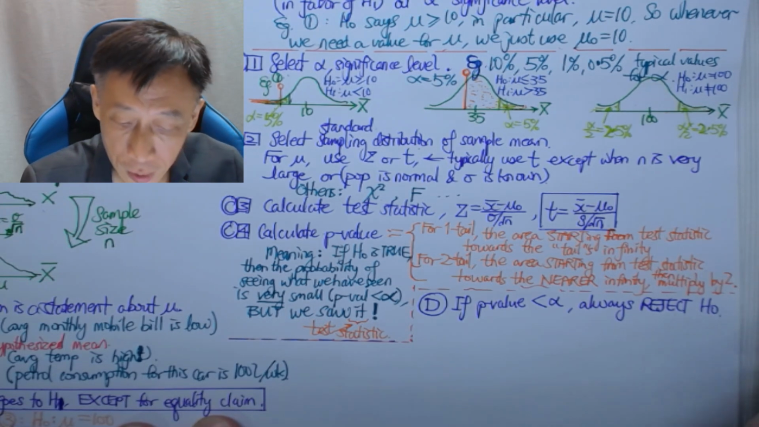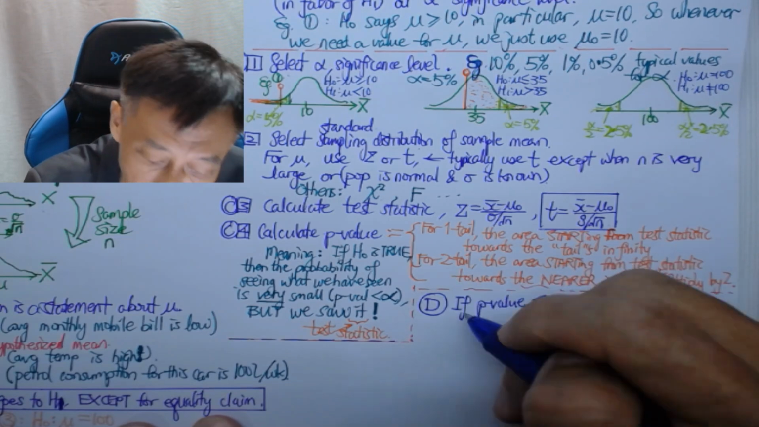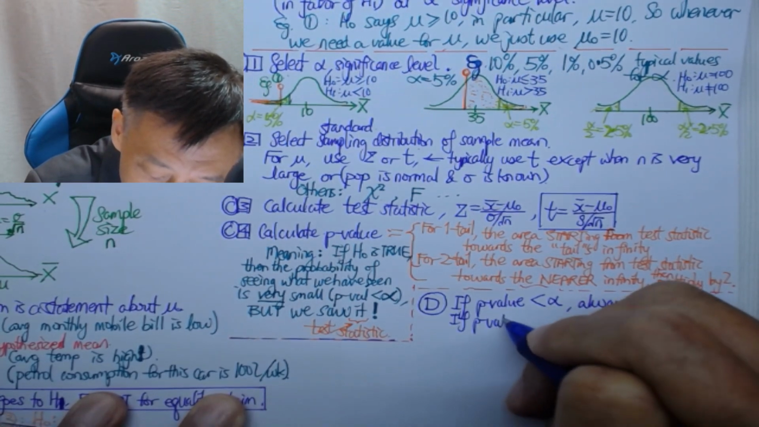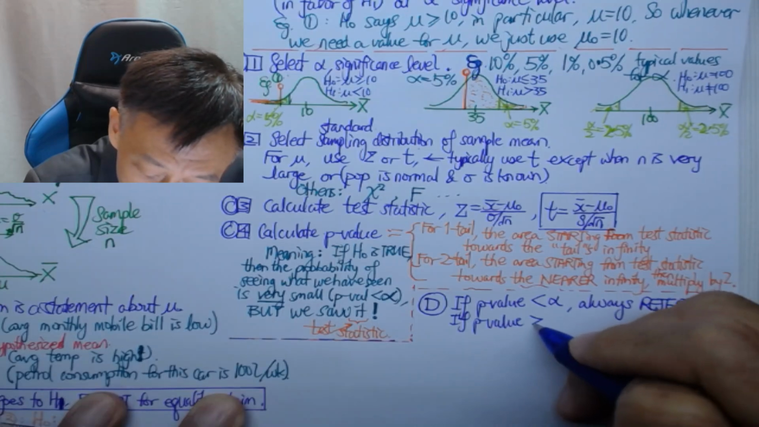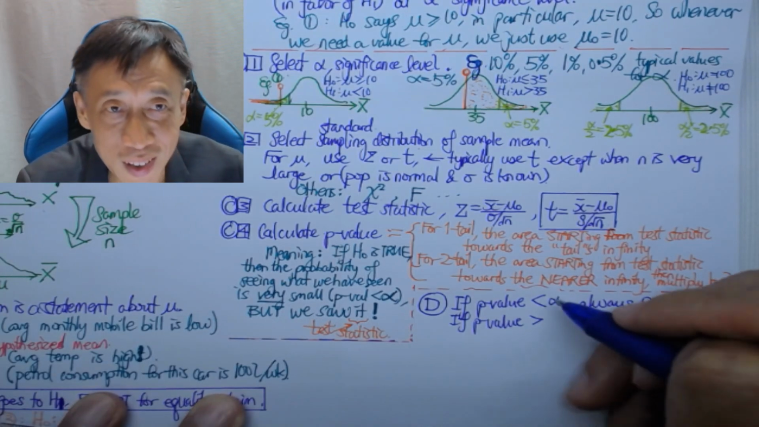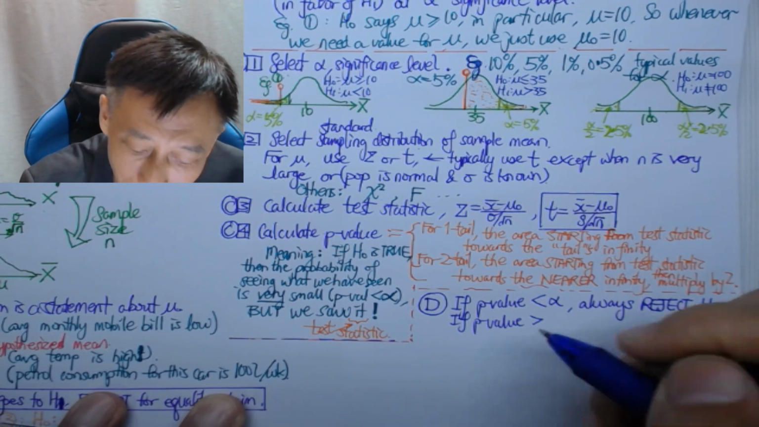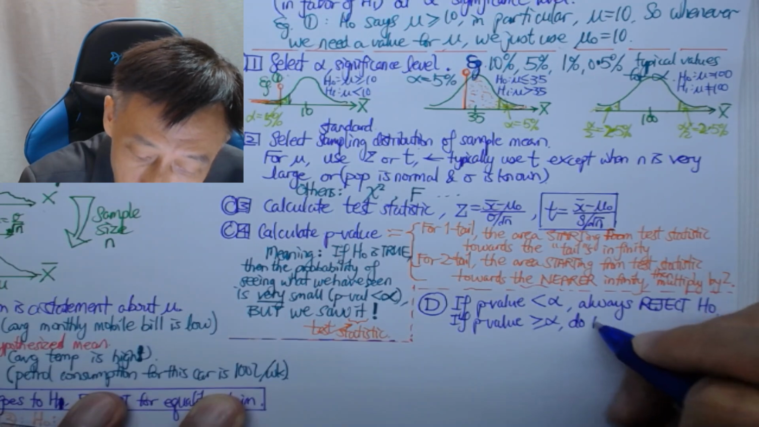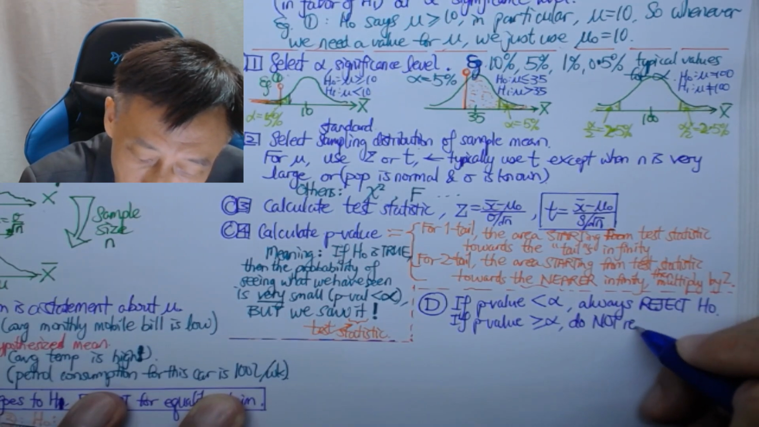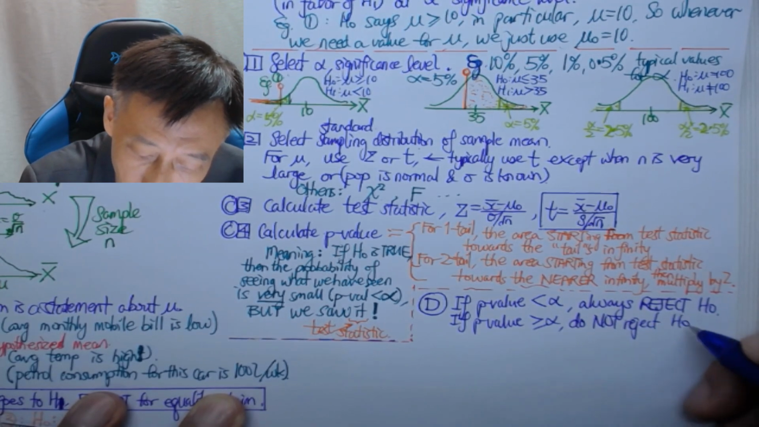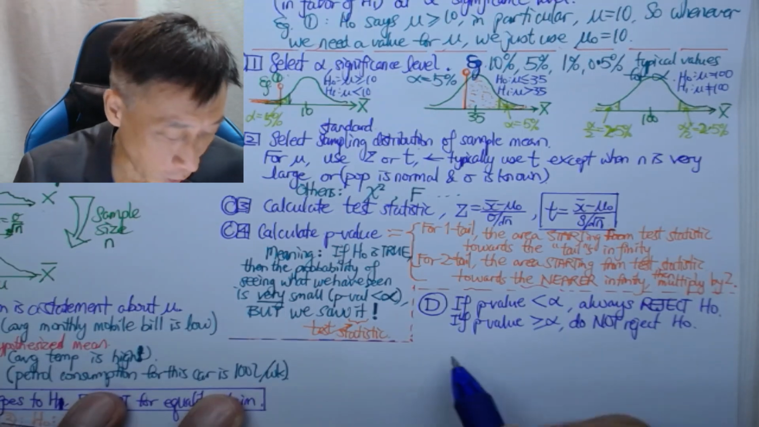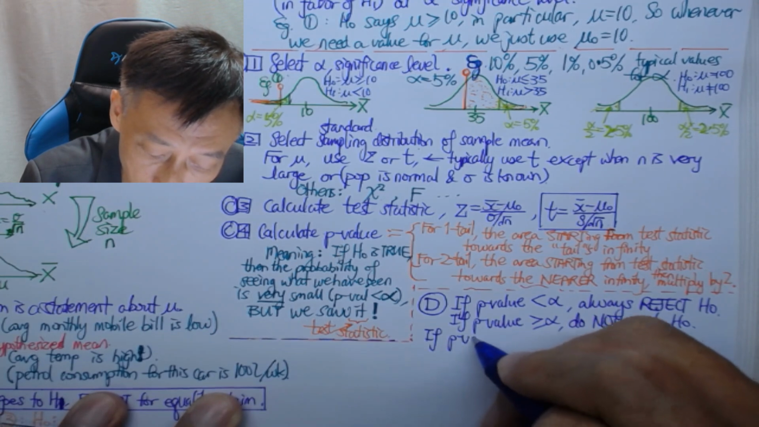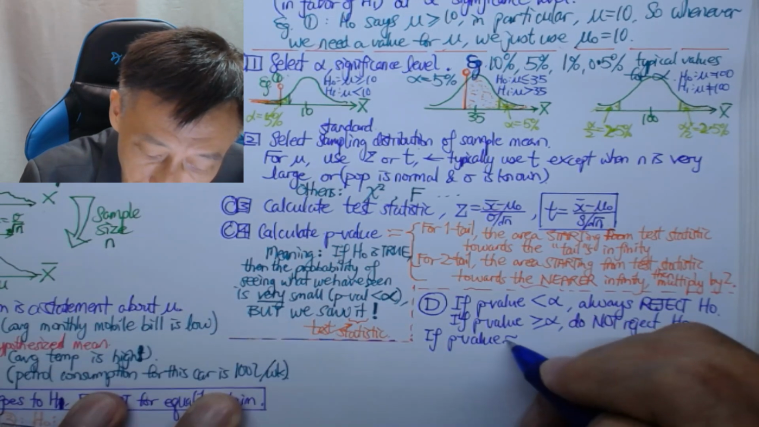Okay. And conversely, if p-value is greater than or equal to alpha, I would be more on the safe side. So greater than or equal to alpha, we do not reject H naught.